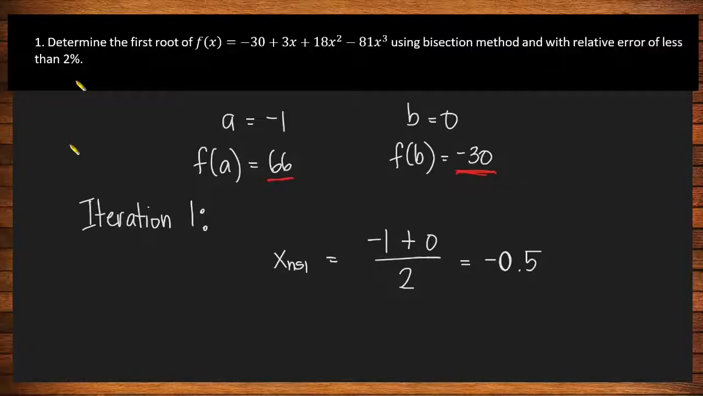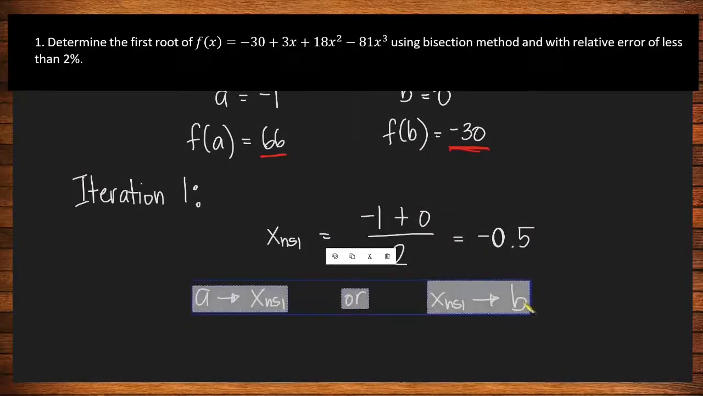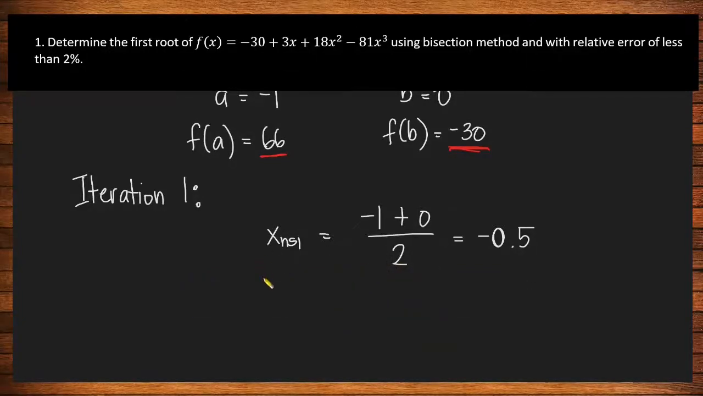And then, next we will check which interval our true solution is in. Is it between our lower bound and our estimated solution, or is it between our estimated solution and our upper bound? In order to do that, just check right away the sign of our function at this point, at our estimated solution. So, substituting this to our original function, we will have the value of f of x n s 1 that is equal to negative 16.875. Again, we only look at the sign here. So, as you can see, the interval where a change of sign occurs is between A and our estimated numerical solution. That means for our next iteration, we will utilize this interval.